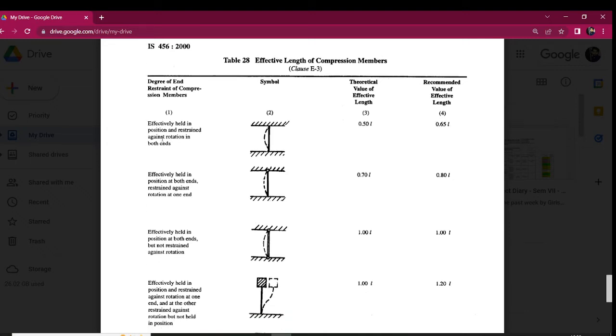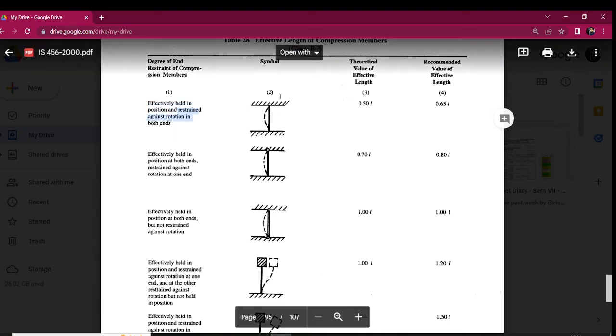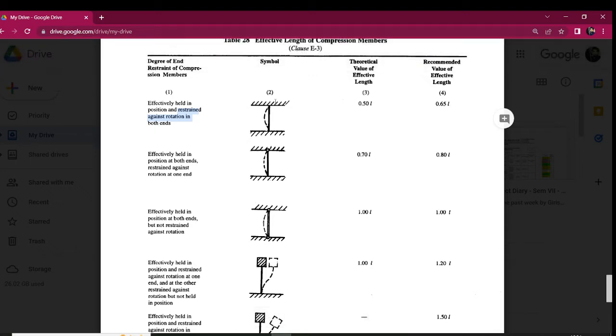So case number one, you see, what they say: effectively held in position and restrained against rotation at both ends. Effectively held in position means, what is the meaning of this? The end is not allowed to move in the horizontal direction, and it is also not allowed to move in the vertical direction. It is effectively held in position. Okay, the second point is restrained against rotation. Both ends are not allowed to rotate. So this is the case of the fixed support. In the fixed support, the end is not allowed to move in the horizontal as well as in the vertical direction, and also the ends are not allowed to rotate.